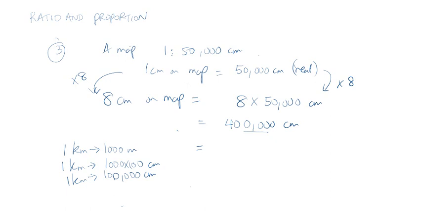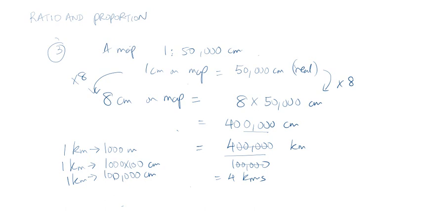So if you need to move from kilometer to centimeter, you multiply by 100,000. If you need to move from centimeter to kilometer, you need to divide by 100,000. So to convert this to kilometers, I need to divide by 100,000. And if we divide, we end up getting 4 kilometers. So this will be the final answer.